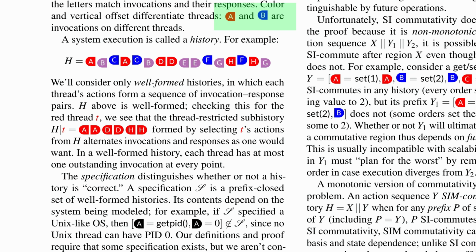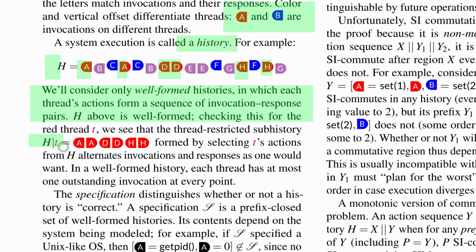A specific execution sequence is called a history, and a history is well formed if all the invocations and responses are correctly paired off. For example, in this history, if you look at the red thread, you'll see that A is paired off, as is D, as is H. And this is true of the other threads within this history as well.